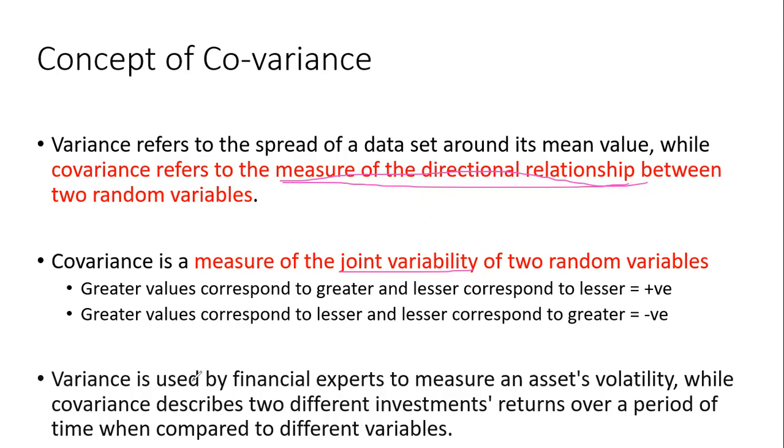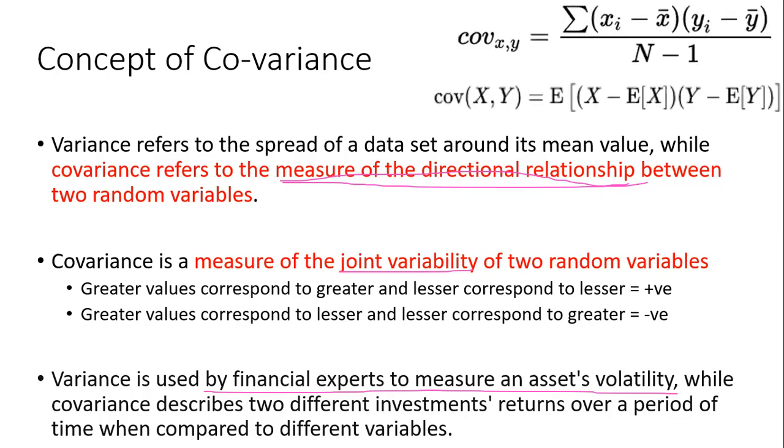In the case of investments and financial markets, variance is used by experts to measure an asset's volatility: how much it deviates from a mean behavior. How much does the asset's price deviate from the mean price, that's the variance. While covariance describes two different investment returns. So I made two different investments and I want to compare whether both are returning in the same proportion or not. If the return of one investment is going good, what about the return of the other one? If you find that one is going up while the other is going down, and as one rises the other falls, then that's a negative covariance. So I might be interested in making these sort of comparisons. Okay, look at the graphs for this as well.